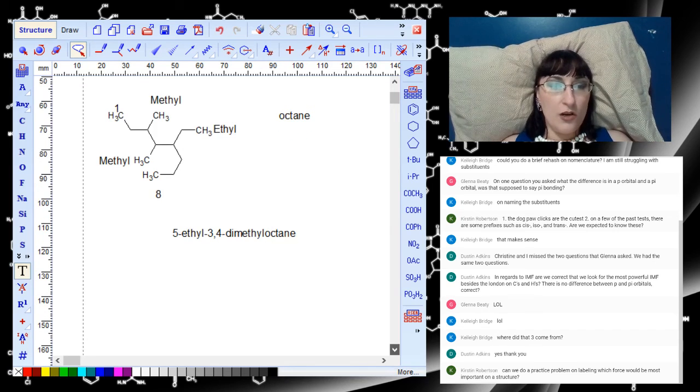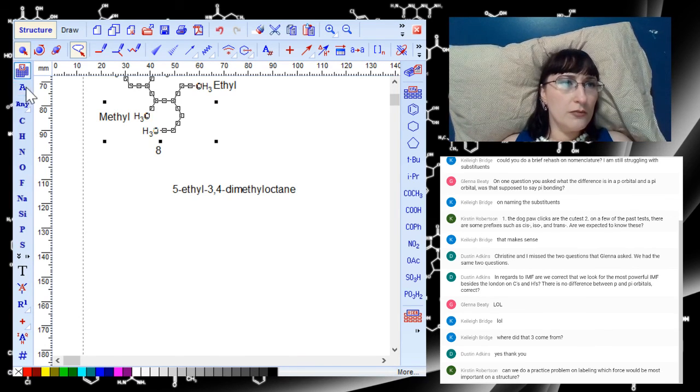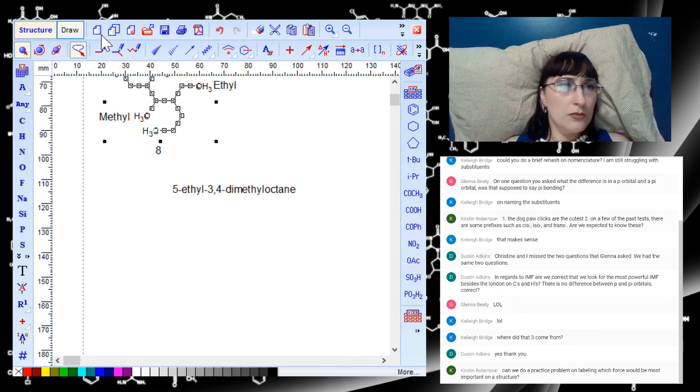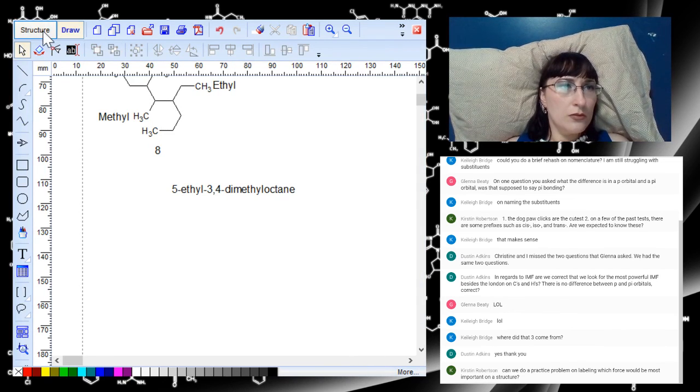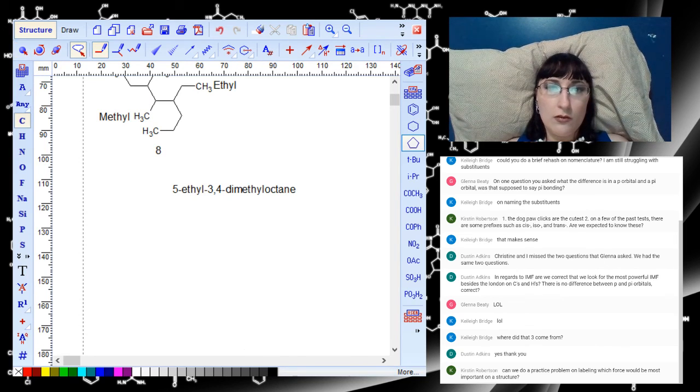Okay. Now if I scroll down here and try and make us a new molecule real quick. So, what is going on? I'm having ChemDraw issues. There we go.